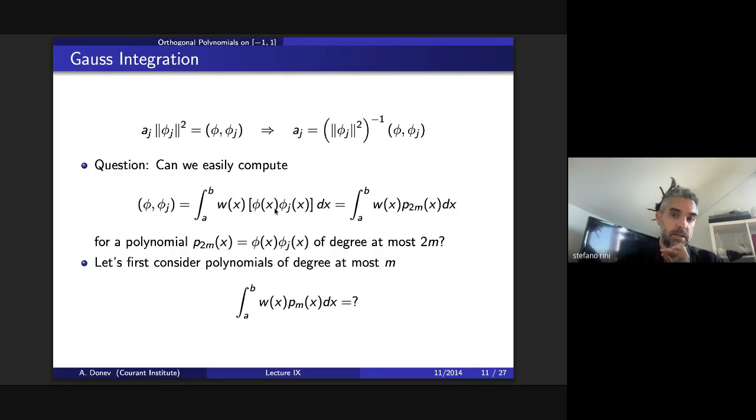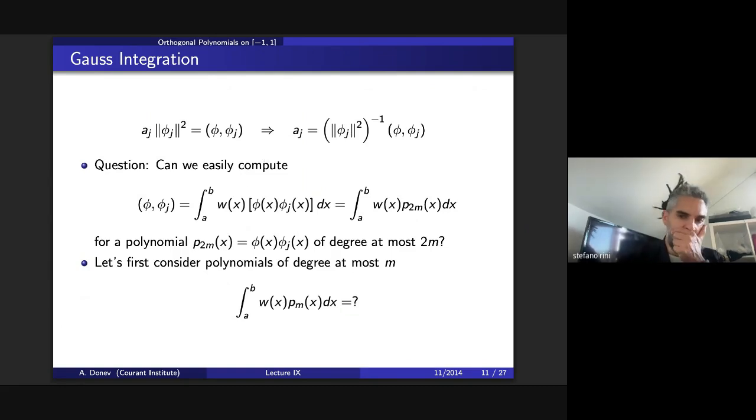And these here are two polynomials, right? So now we're taking the product of two polynomials of degree m. So this says that the degree is at most m plus m minus 1, so degree 2m. And so the degree is at most 2m. So let's see if we can easily compute this integral.